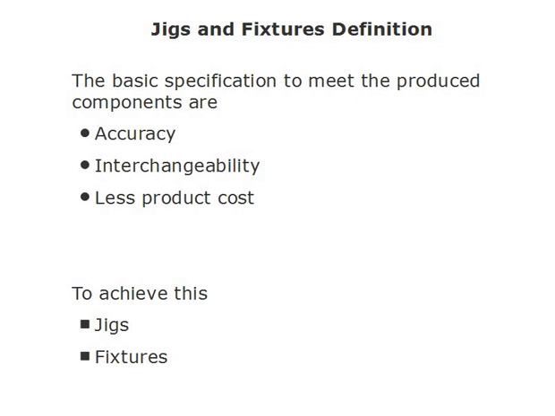As mentioned in the earlier slide, the current trend is to manufacture the components in order to meet the basic requirements of accuracy, interchangeability, and less product cost. So in order to achieve the aforesaid objectives, the following equipments are employed. One is jigs, another one is fixtures. So let us discuss what are jigs and fixtures.